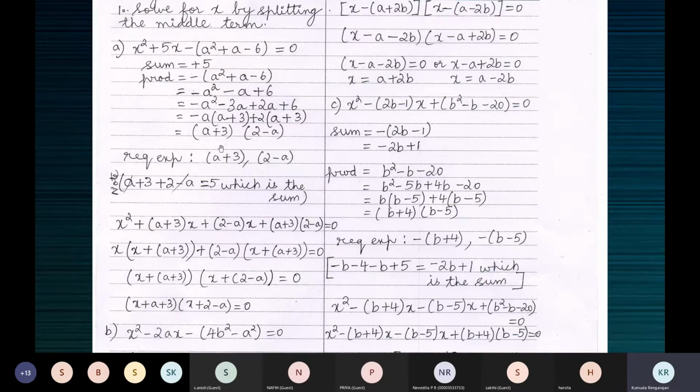You do get the sum. When you take up the expressions as they are, the product of these two will give you this expression, because these two are the factors of this expression. So you don't have to worry about getting the product. The sum: check. A plus 3 plus 2 minus A. Minus A plus A cancels. 3 plus 2 is 5. It does give you the sum. So these are the two expressions which you have to use to split the middle term. You need to use these two expressions to split the middle term.